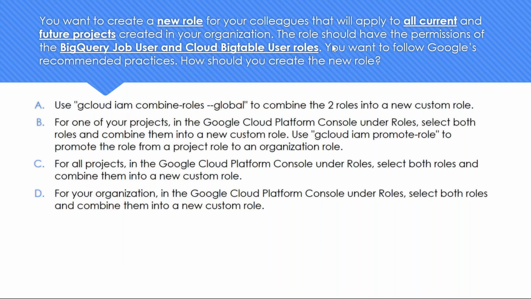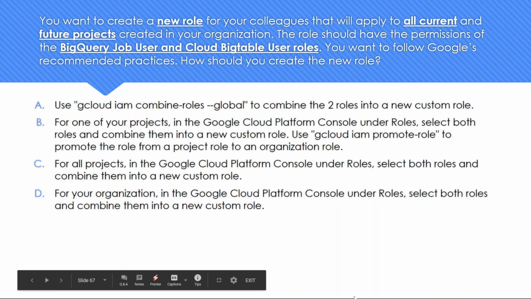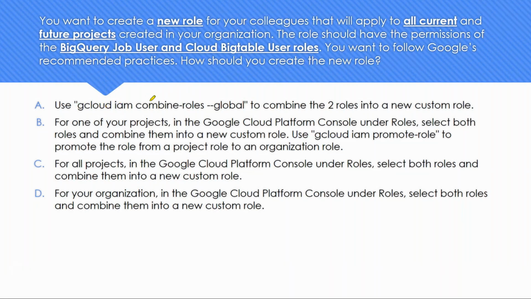So now let's go with the explanation. Mixed response. First option: gcloud IAM combine roles, global, combine the two roles to a new custom role. Now you can blame me, Mahesh, you did not teach us this command. I'll take the blame. Possibly the reason is that global and combining two roles are there. Maybe combining can work, and they have also used a specifier called global.